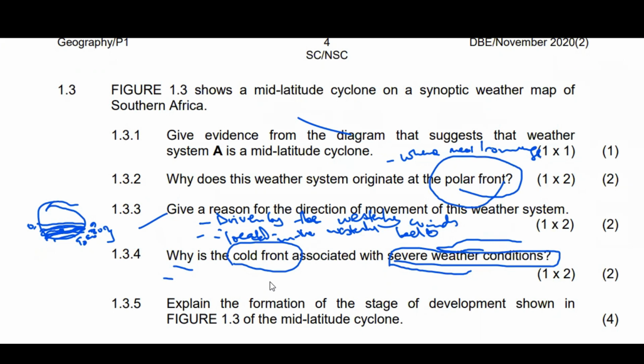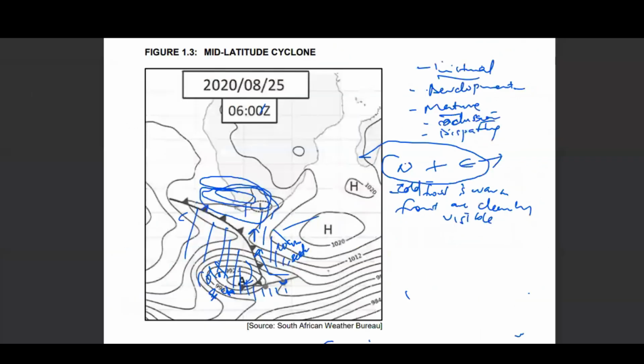One of the reasons that I've indicated here why we would have severe weather conditions is because of the upliftment, or the rising, of warm air. That is one. You know that when this warm air rises, if you remember very well from your grade 11, we said that warm air rises, and warm air is associated with the formation of cumulonimbus clouds and so on, and this is associated with unstable weather conditions. You understand? So those unstable weather conditions are clearly indicating what happens along the cold front.